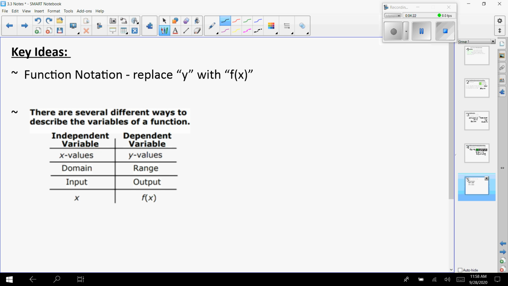The function notation replaces the y with f of x, and there are several different ways to describe the variables of a function. Independent variable, x values, domain, input, and x are all for x. The y values are dependent variable, y values, range, output, and f of x.